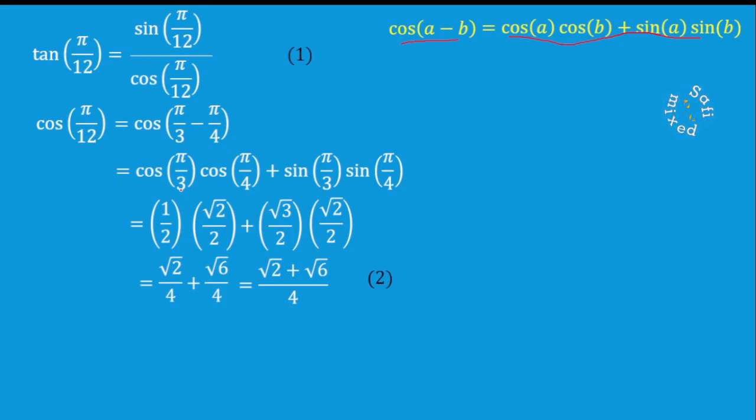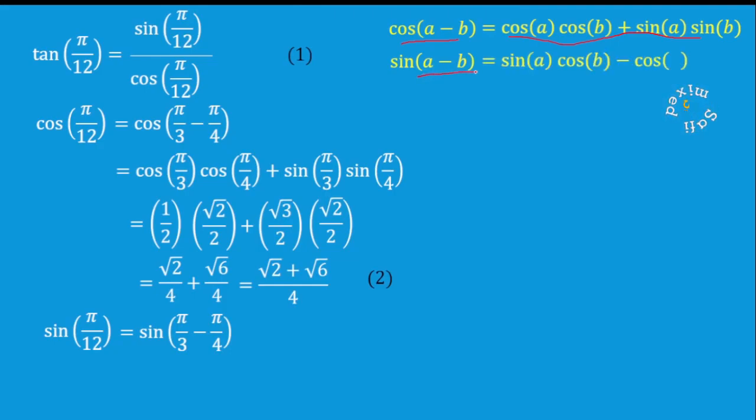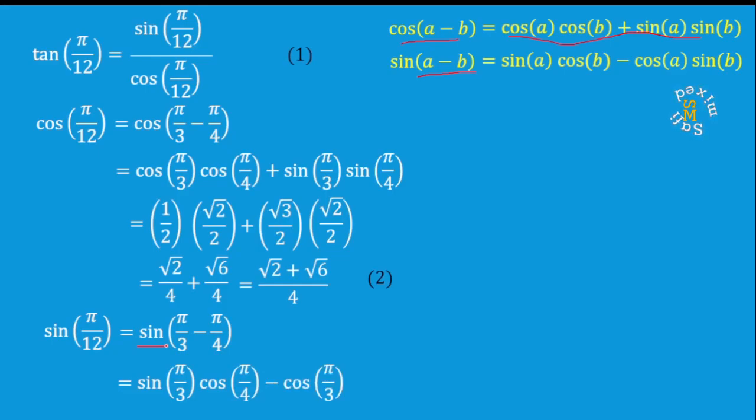Now let me do the same procedure with sine pi by 12. I can split the argument of the sine function into two terms in the form of pi by 3 minus pi by 4, and then using the standard definition of the two-argument sine function like this one, I can write this as sine a cos b minus cos a sine b. Using this definition I can split this into the form of sine pi by 3 cos pi by 4 minus cos pi by 3 sine pi by 4.